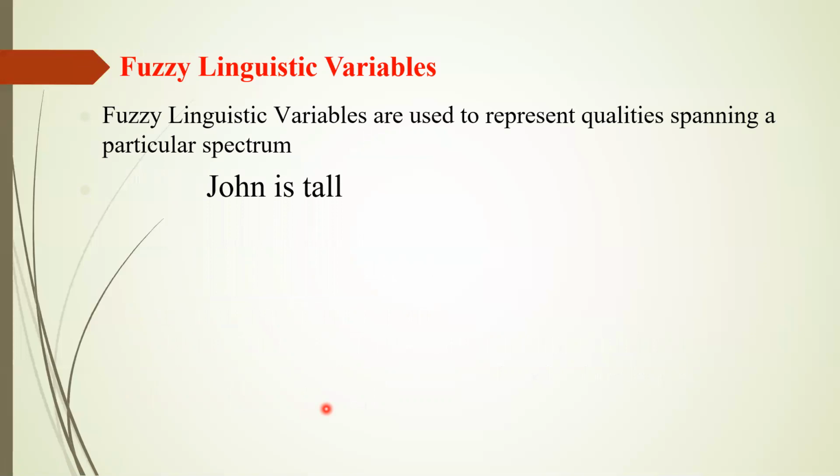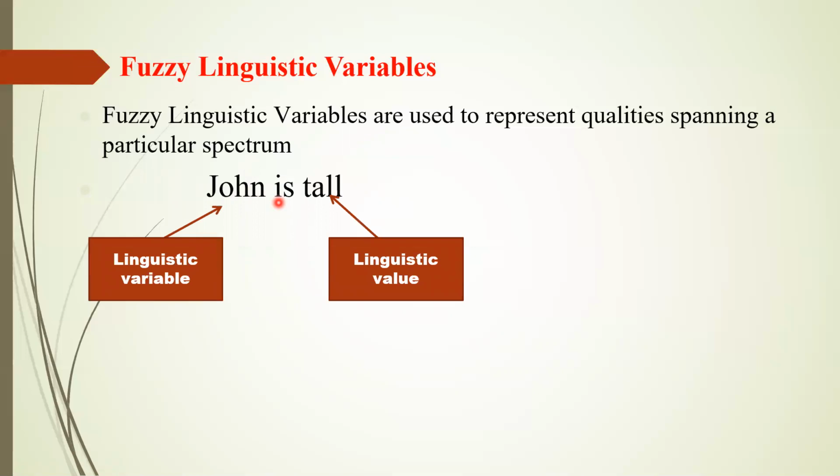Fuzzy linguistic variables. At the root of fuzzy set theory lies the idea of linguistic variable. A linguistic variable is a fuzzy variable. For example, the statement "John is tall" implies that the linguistic variable John takes the linguistic value tall. This is a variable and tall is its value.